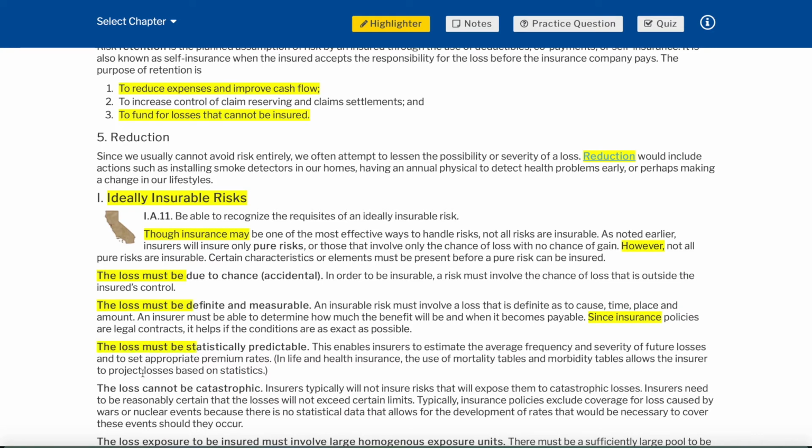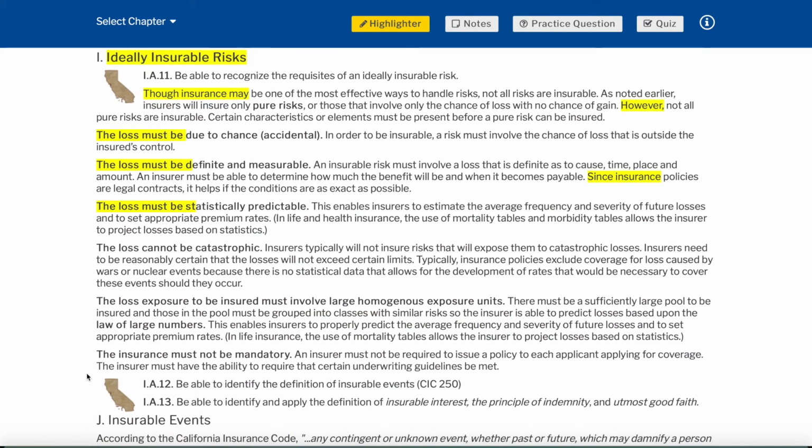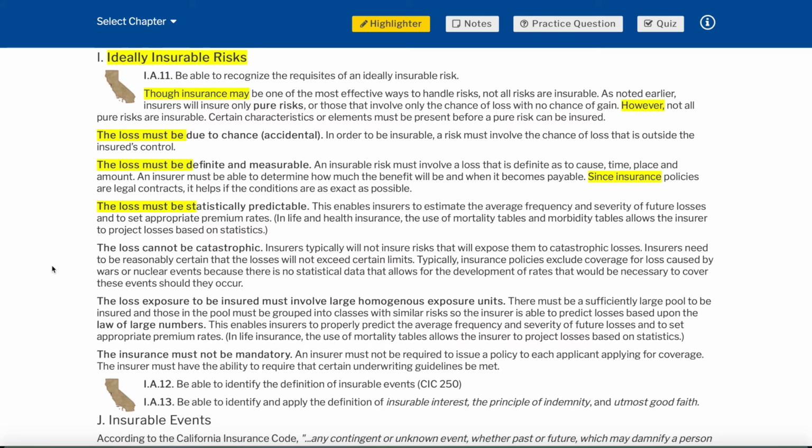The loss must be statistically predictable. This enables insurers to estimate the average frequency and severity of future losses and to set appropriate premium rates. In life and health insurance, the use of mortality tables and morbidity tables allows the insurer to project losses based on statistics. The loss cannot be catastrophic.